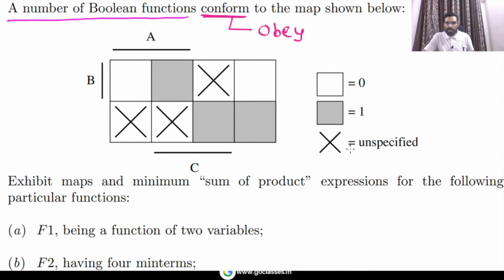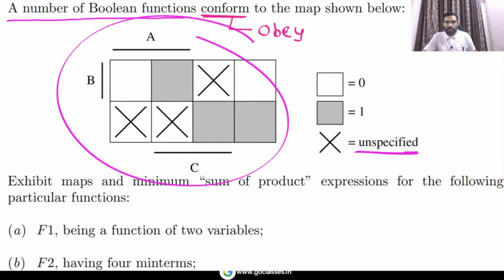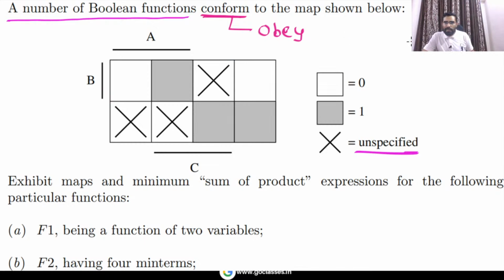The meaning is very simple. Because of these don't cares. Remember, there are 3 don't cares. So it simply means that there are total 8 functions which have this K-map. I can say 2 power 3 equal to 8 functions have this same K-map.